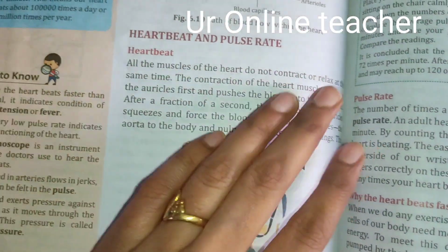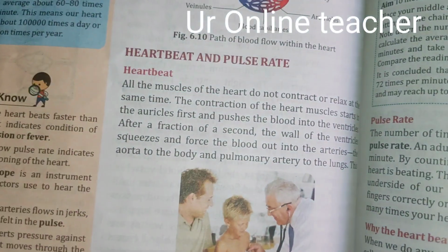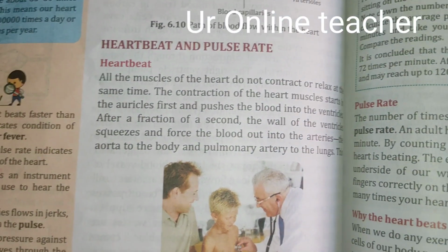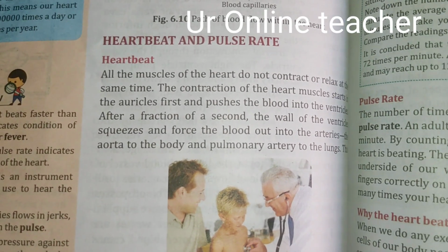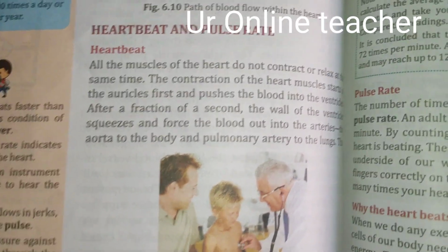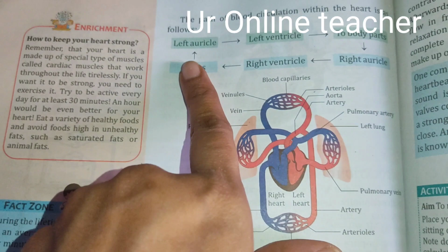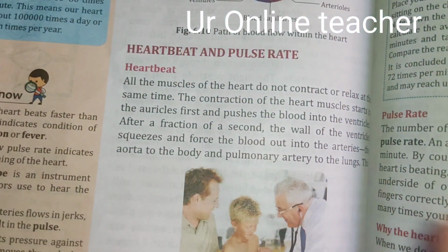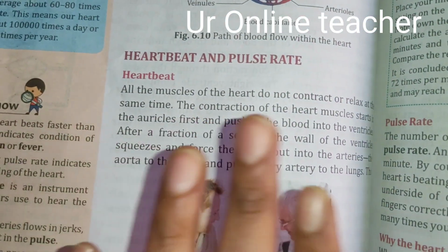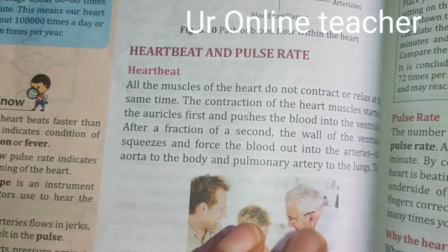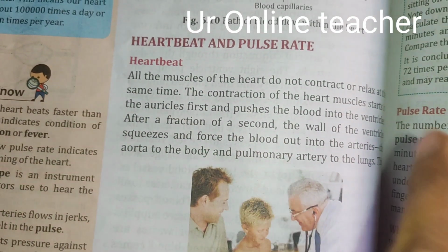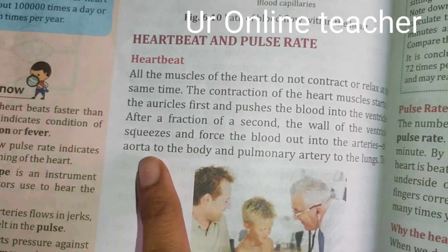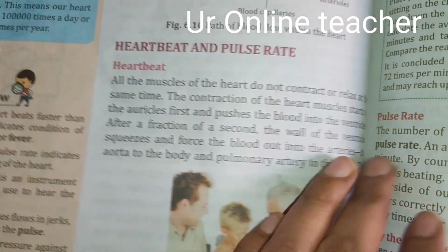Then what is heartbeat and pulse rate? All the muscles of the heart do not contract or relax at the same time. The contraction of heart muscle starts at the auricles first and pushes the blood to the ventricles. We saw here first auricles and afterwards it is pushed to ventricles. After a fraction of a second, the wall of the ventricle squeezes and forces the blood into the arteries, the aorta of the body and pulmonary artery to the lungs.